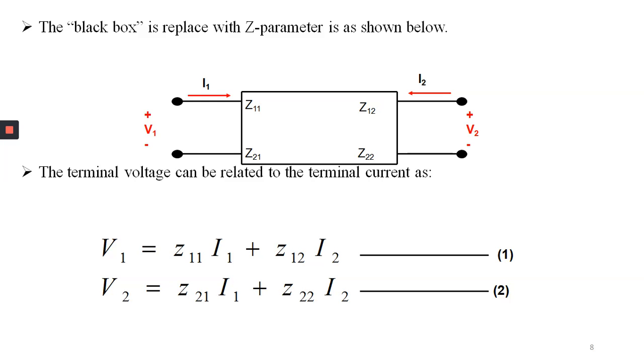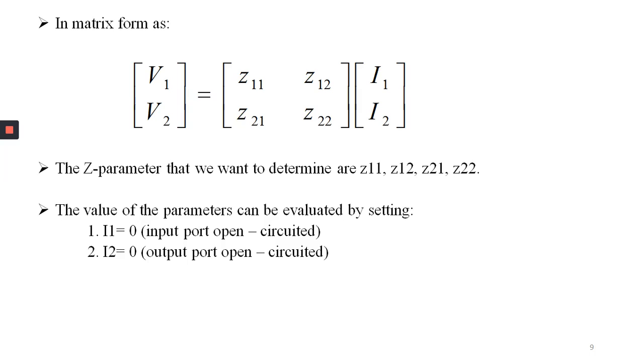The black box we replace by the Z parameter, so you can see here Z11 and Z21 as the input port impedance and Z12 and Z22 as the output port impedance. The terminal voltage is related with the terminal current as you can see in equations 1 and 2. Equation 1: V1 equals Z11 I1 plus Z12 I2, and equation 2: V2 equals Z21 I1 plus Z22 I2. If you write these equations in matrix format, we get this. So the Z parameters that we want to determine are Z11, Z12, Z21, Z22.